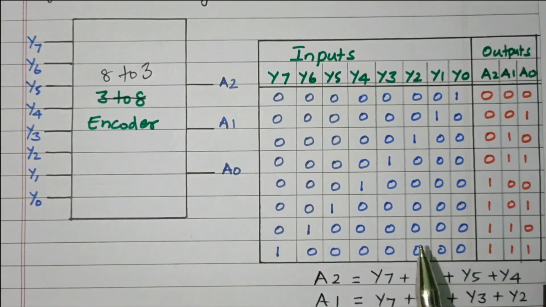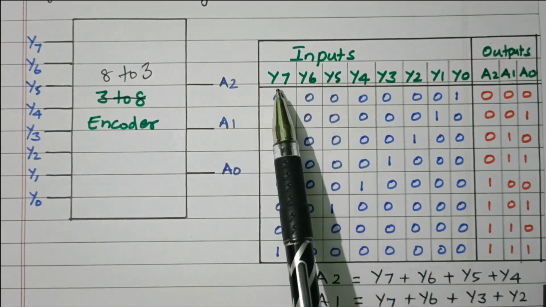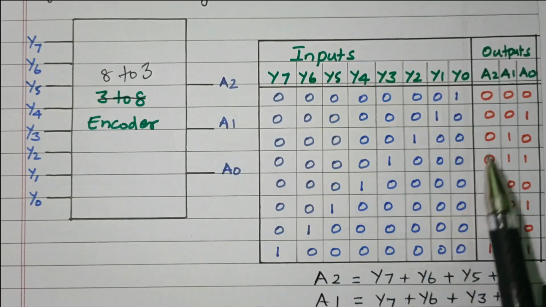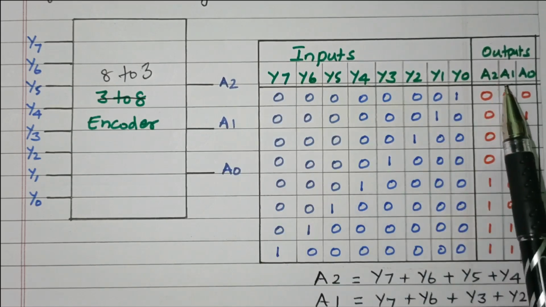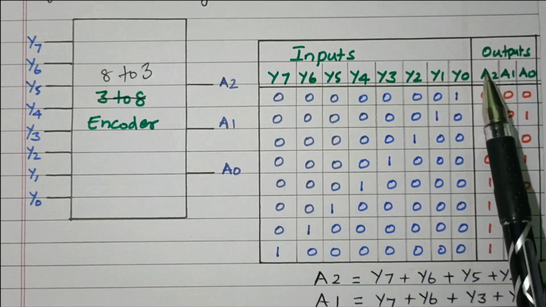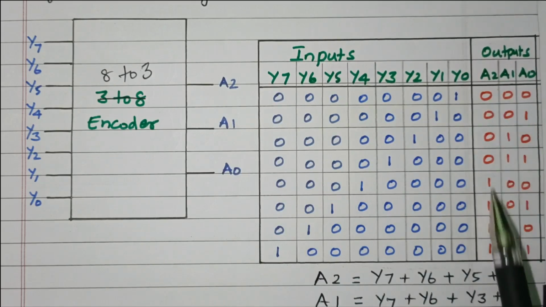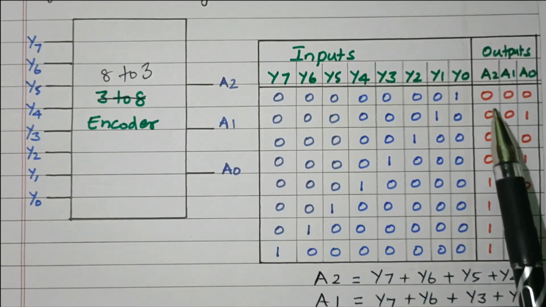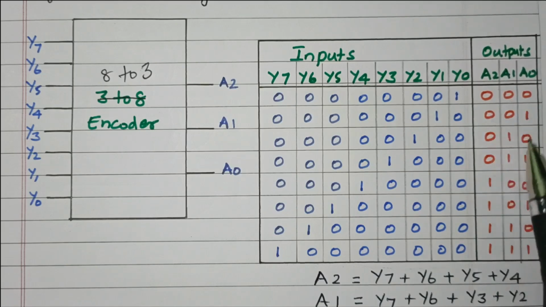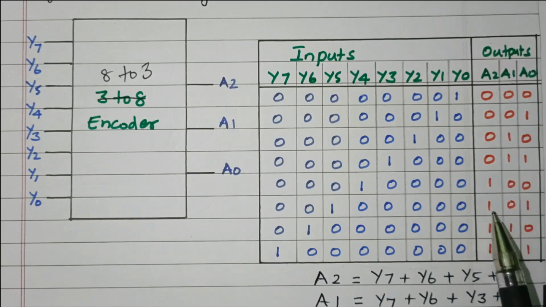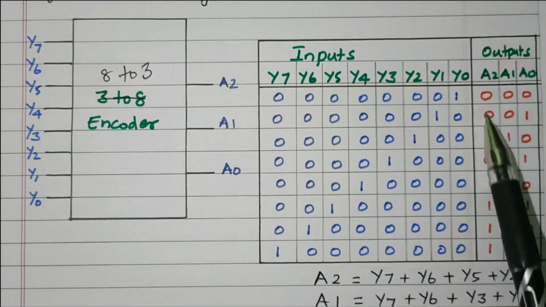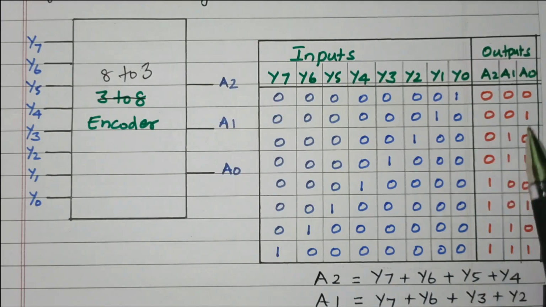This is the truth table. The inputs are y7 to y0, then outputs A2, A1 and A0. We already discussed 3 digits mean 2 to the power 3, so 8 combinations will be there. That is 0 0 0, 0 0 1, 0 1 0, 0 1 1, then 1 0 0, 1 0 1, 1 1 0, 1 1 1. Right? For the first 4, the third digit is 0. Then how are we getting this?